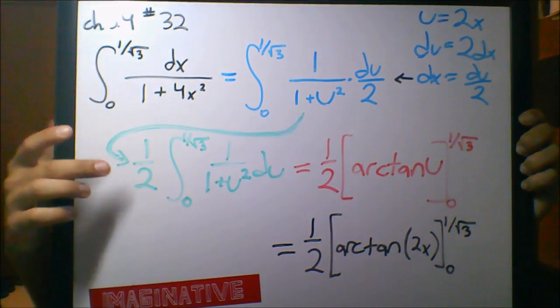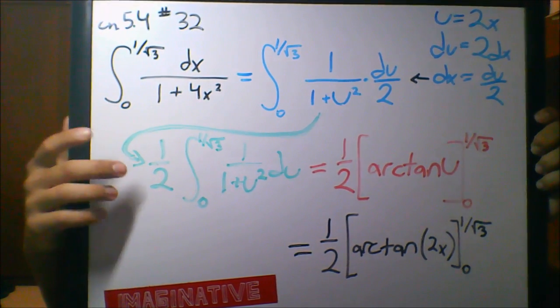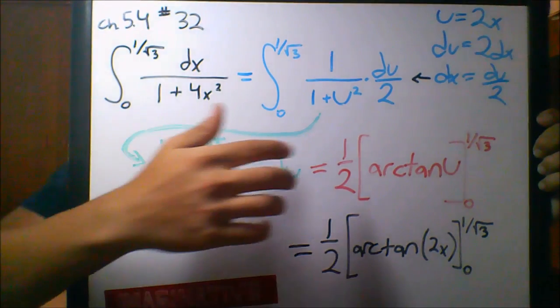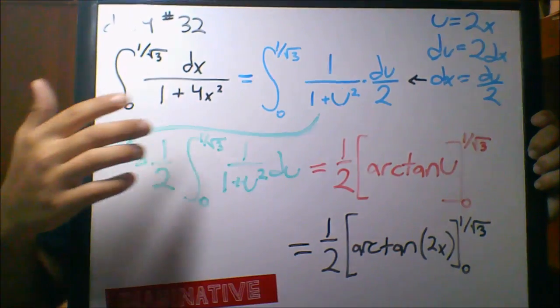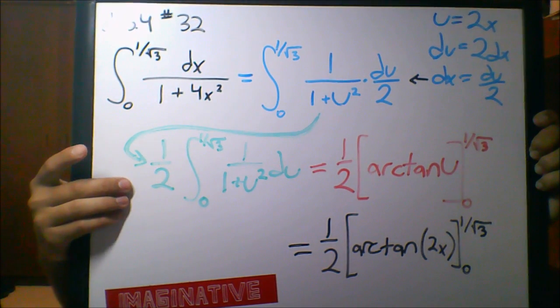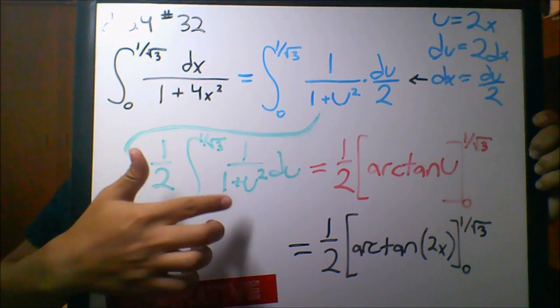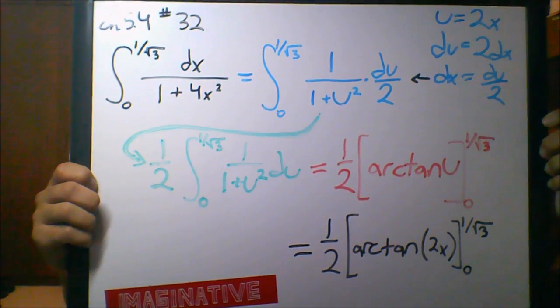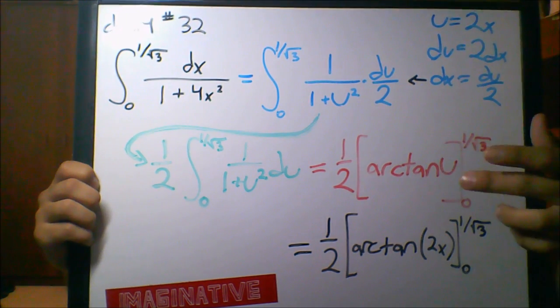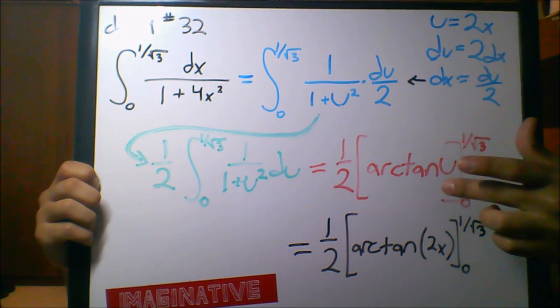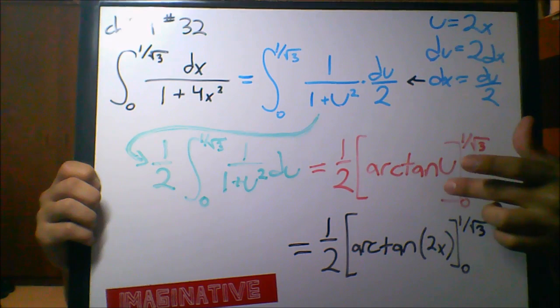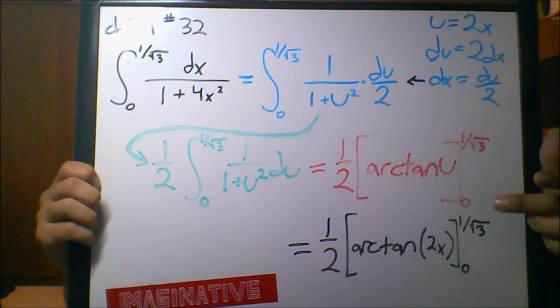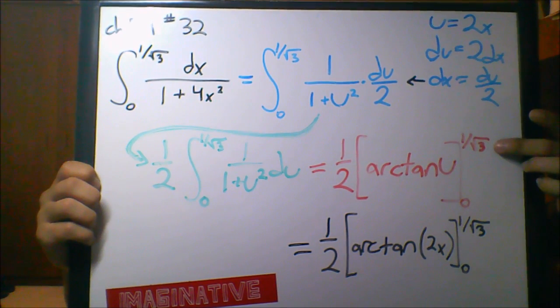But first we're going to go on here into the green. I rewrote it to make it look nicer. The du over 2, that 1/2 will move to the front, and we'll have the same integral with only the function that we're going to be integrating. And then in the red we have 1/2 and then the integral of 1 over 1 plus u squared, which is arctangent of u, from 0 to 1 over radical 3.